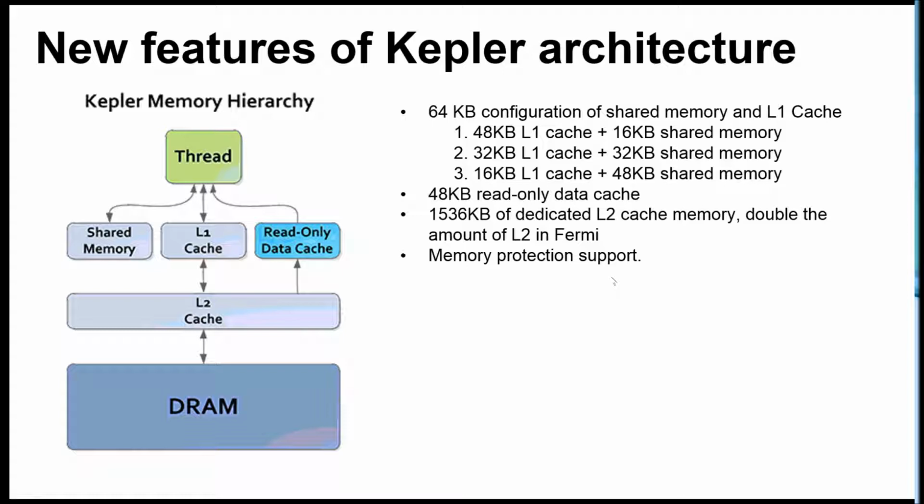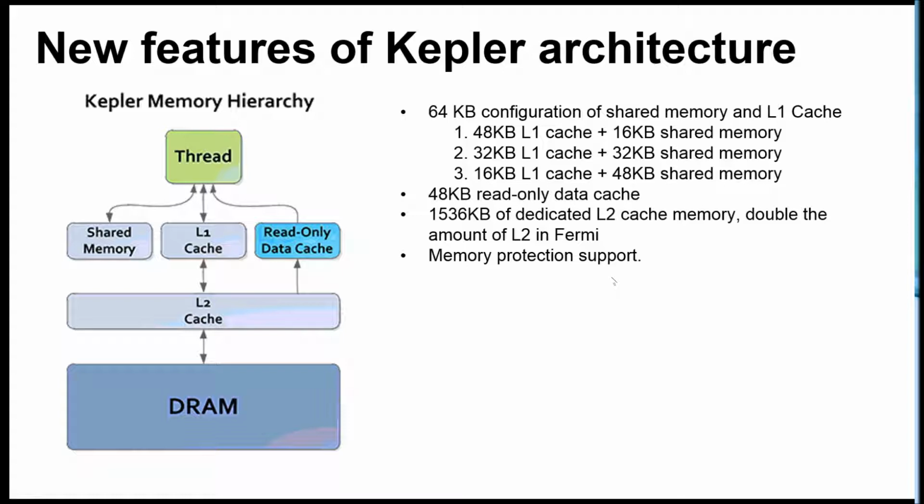The first one is 48 KB L1 cache plus 16 KB shared memory. The second one is 16 KB L1 cache plus 48 KB shared memory. In Kepler, the third configuration is allowed, which is 32 KB L1 cache plus 32 KB shared memory. This makes the configuration more flexible for the programmers.